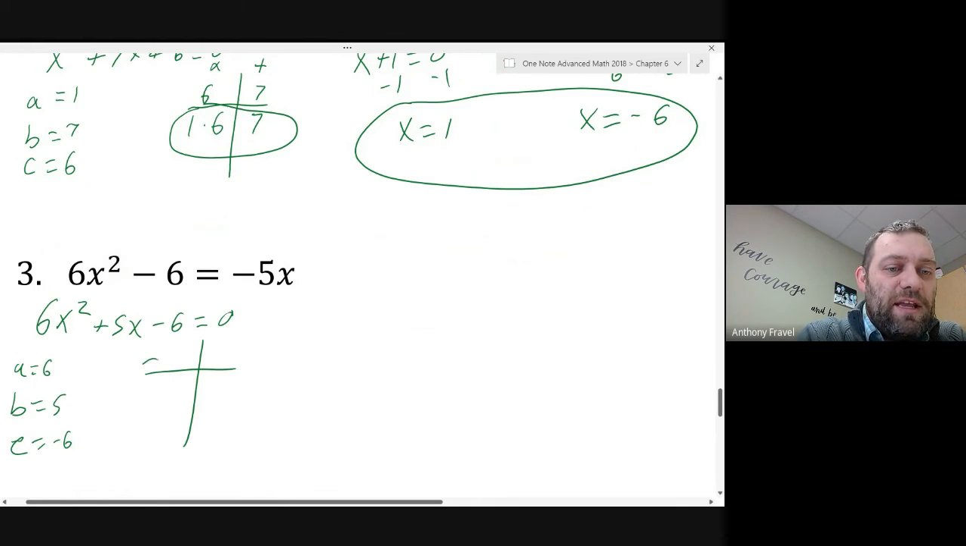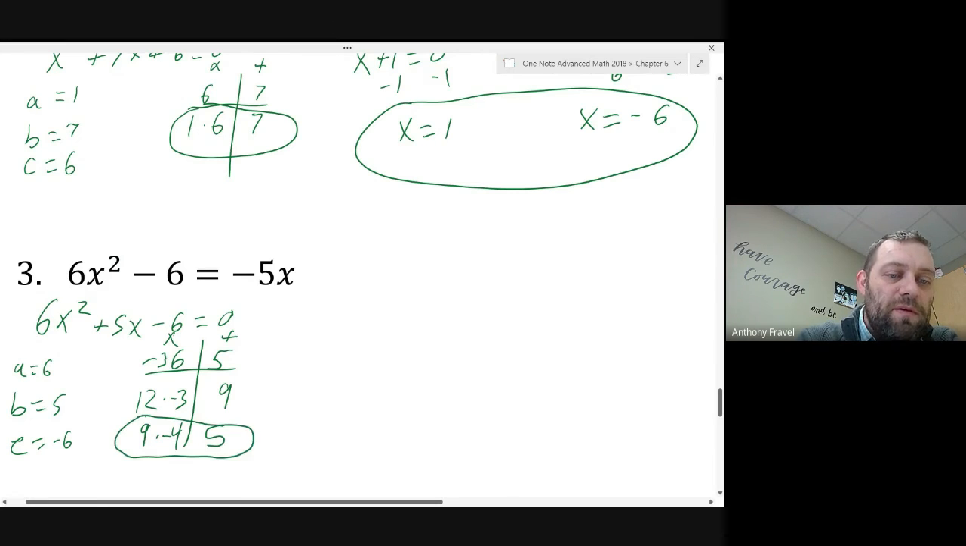A times C is going to be negative 36. This is my multiplication. Here's my addition stuff. They're going to add up to equal a positive 5. Because it's a negative 36, one will be positive, one will be negative. I will do 12 times negative 3. That doesn't work out. It gives me 9 for my difference. Okay, I will do 8 times, just kidding, not 8. 9 times a negative 4. That gives me a positive 5. Here are the numbers I'm going to work with.